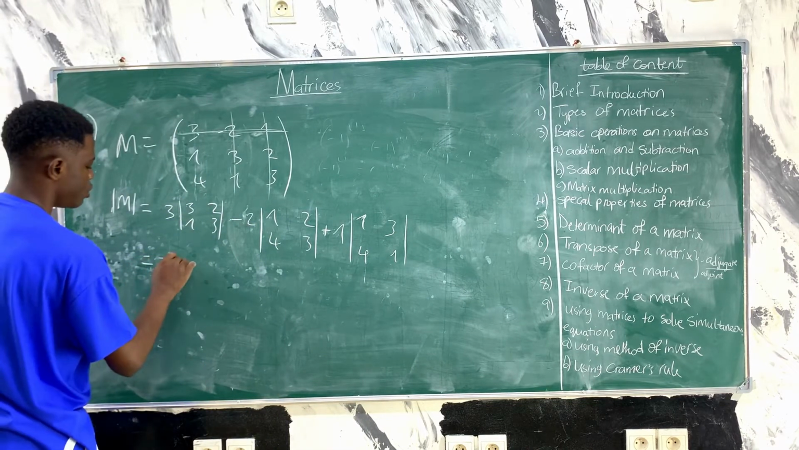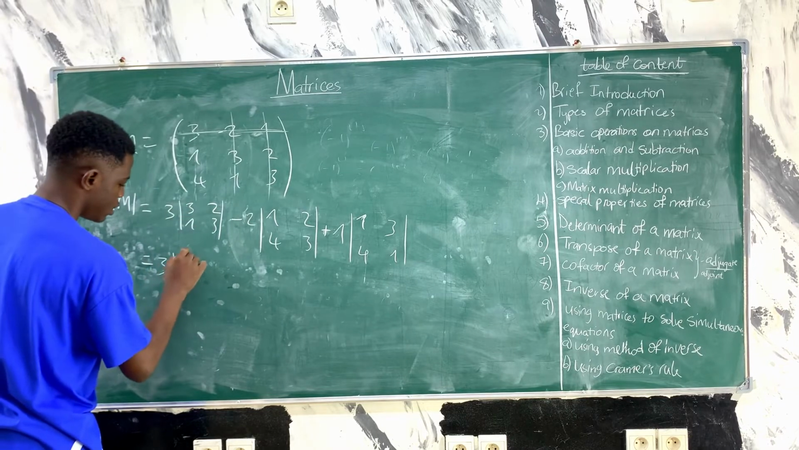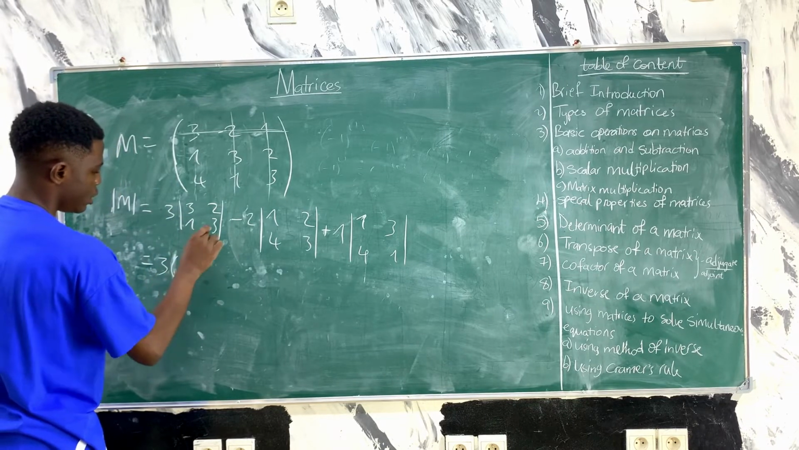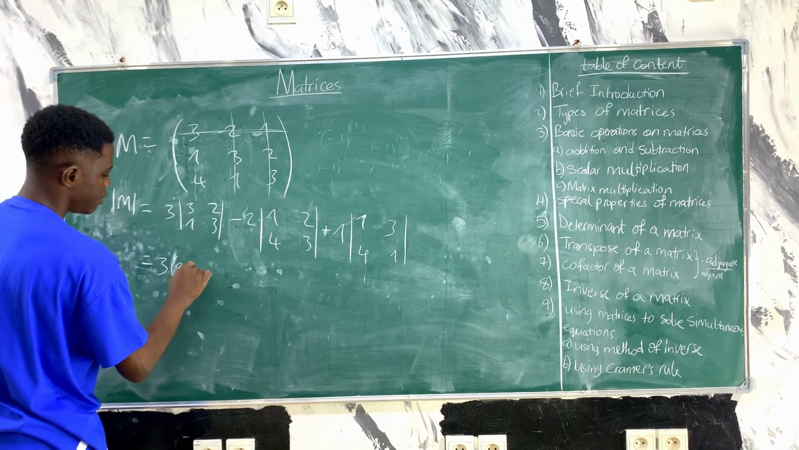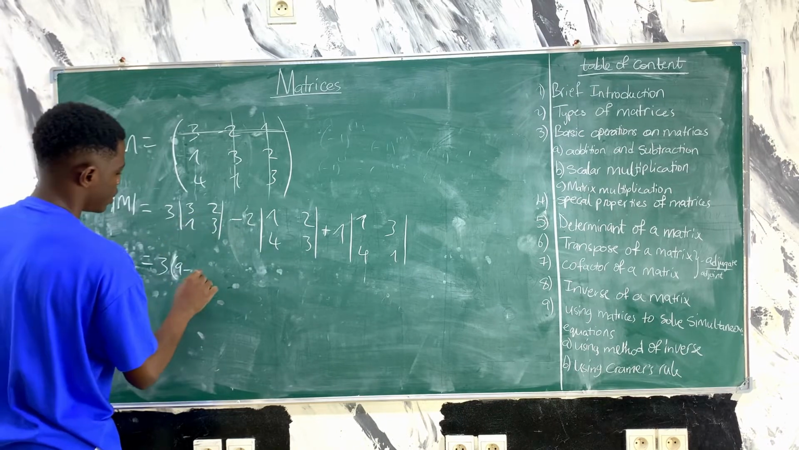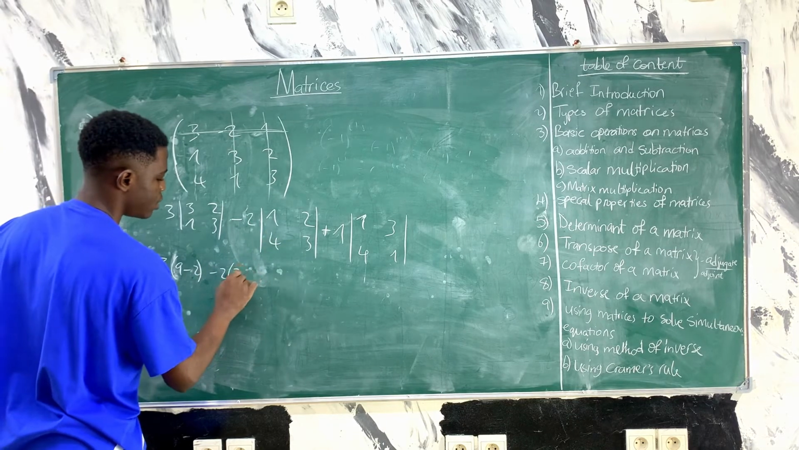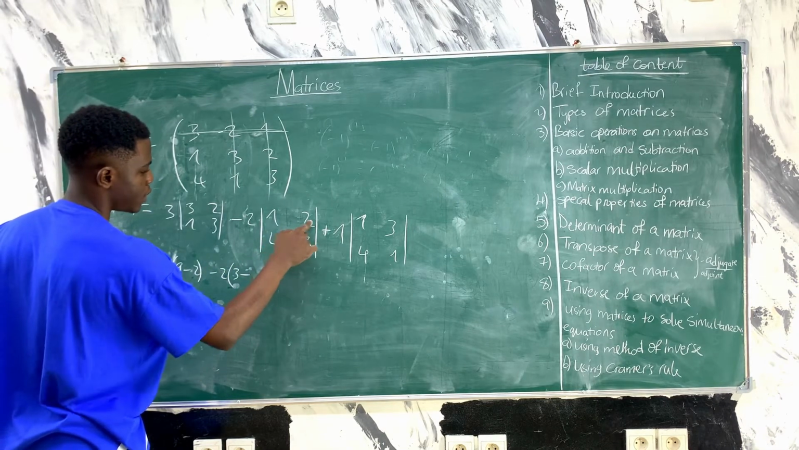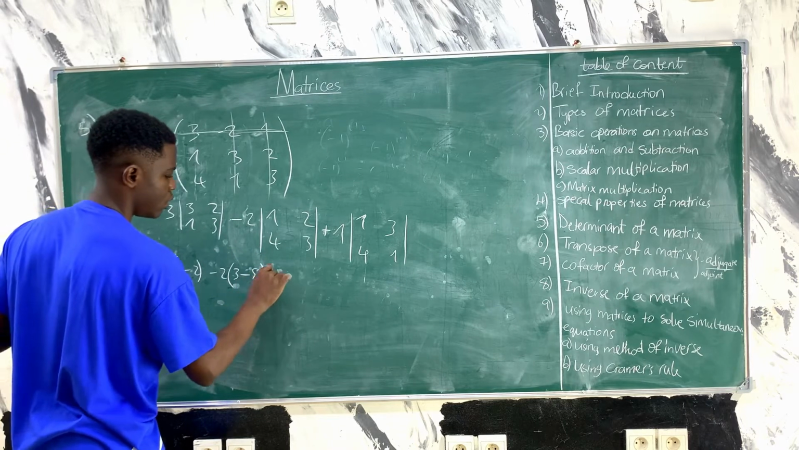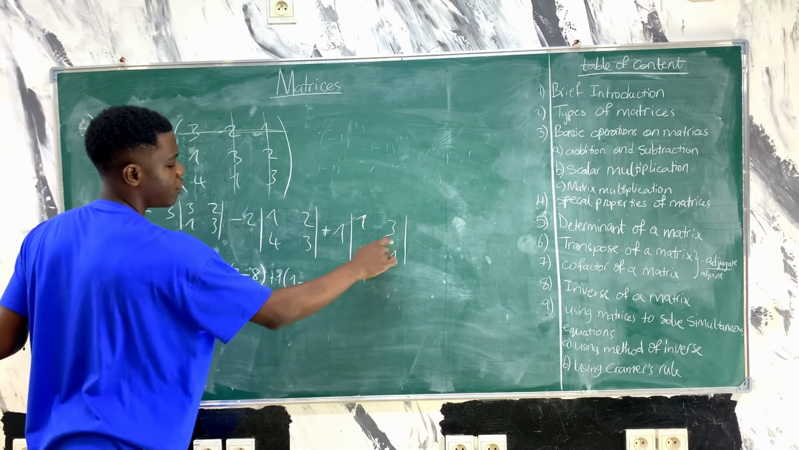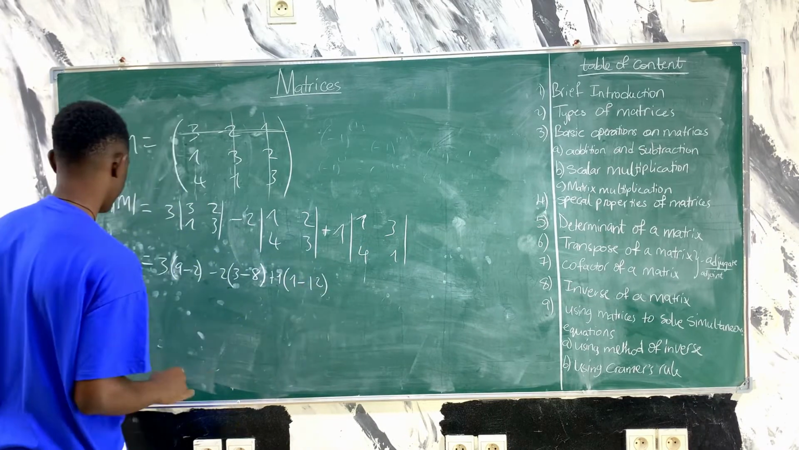So that will be equal to 3 into 3 times 3. Because you're solving already, you put your bracket. 3 times 3, I'll put 9, minus 2 times 1, 2. Minus 2 into 1 times 3, 3, minus 4 times 2, which is 8. Plus 1 into 1 times 1, 1, minus 4 times 3, 12.